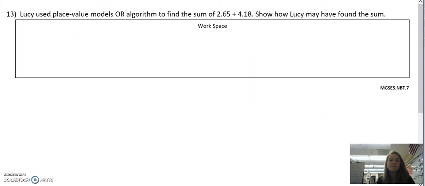One more problem. Number 13, Lucy used place value models or algorithm to find the sum of 2 65/100 plus 4 18/100. Show how Lucy may have found the sum. So what this is saying is that you can use models or algorithm to solve this problem. So the first thing I'm going to do is algorithm. So I'm going to sing my song.